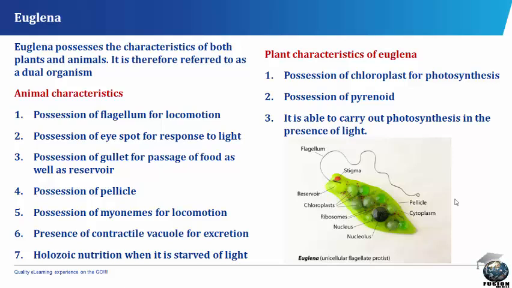The animal characteristics include possession of flagellum for locomotion, possession of eye spot for response to light, possession of gullet for passage of food as well as reservoir, possession of pellicle, possession of myonemes for locomotion, presence of contractile vacuole for excretion, holozoic nutrition when it is starved of light. As for its plant characteristics, they include possession of chloroplast for photosynthesis, possession of pyrenoid. Also, it is able to carry out photosynthesis in the presence of light.